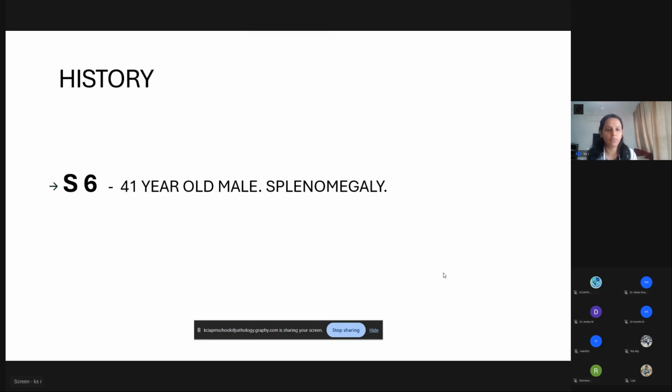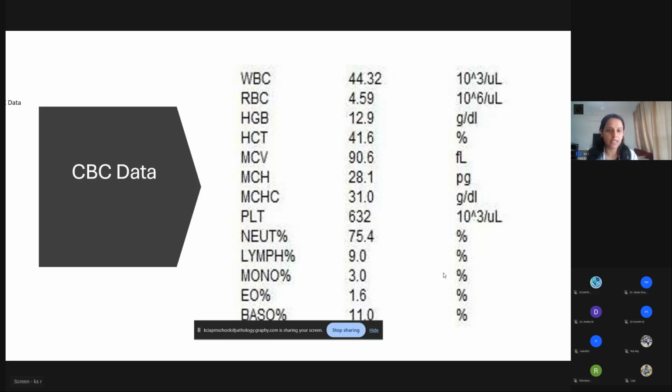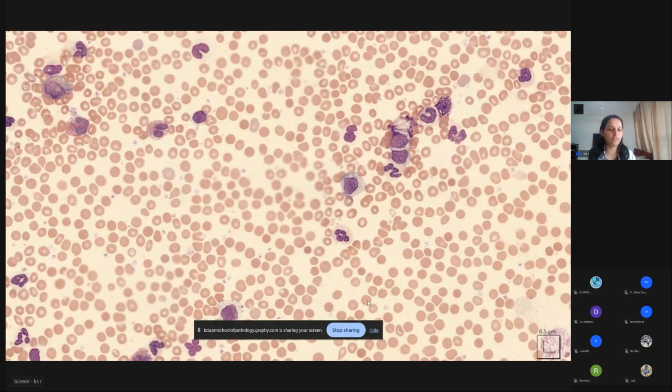So the history that was given was a 41-year-old male with splenomegaly. This was the CBC data given. Here hemoglobin was 12.9 gram per deciliter. Indices were within normal limits. WBCs are increased at 44,320. From the differential count, you can see that the neutrophil percentage is increased to 75%, and there is prominent basophilia. Basophils are at 11%. The platelets are increased, it is thrombocytosis. So from the CBC data, there is leukocytosis with the differential showing neutrophilic predominance and prominent basophilia, and there is thrombocytosis.